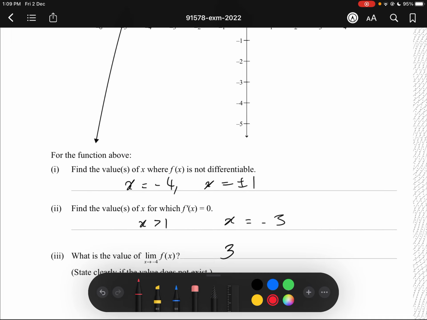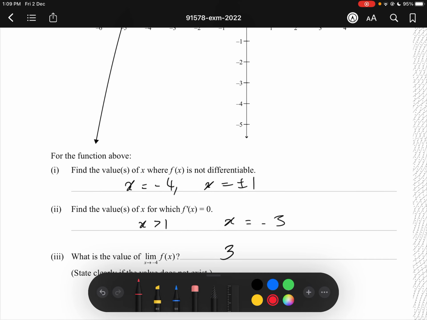And this should be a merit level question. So if you can get all 3 parts correctly, that should be a merit level question. And any 2 parts, that should be achieved. So if you can get 2 out of 3, that should be achieved.